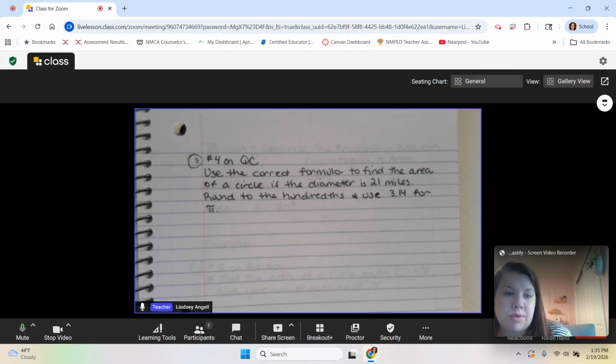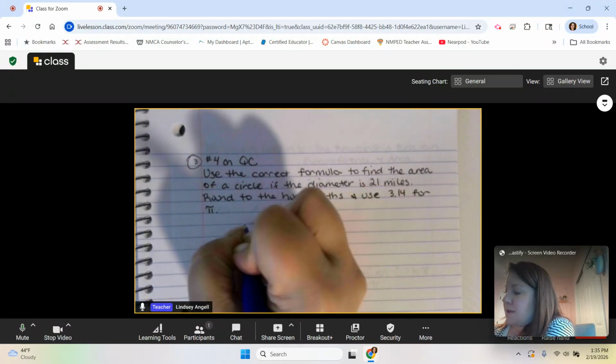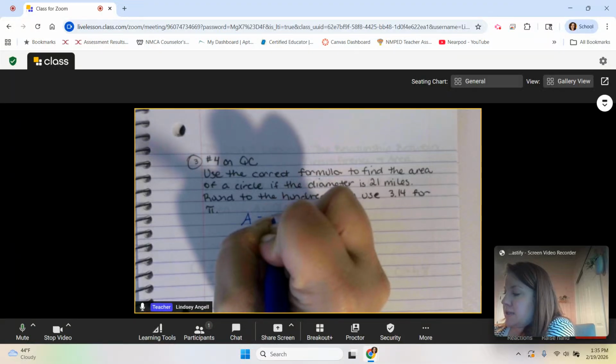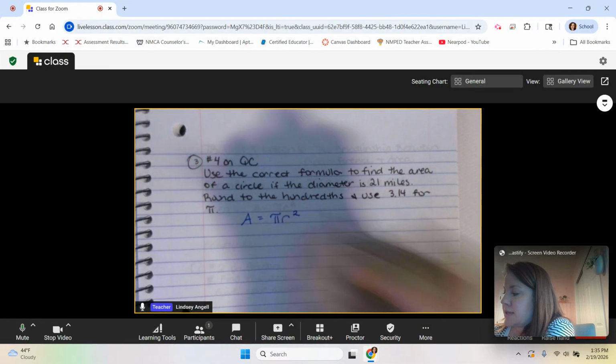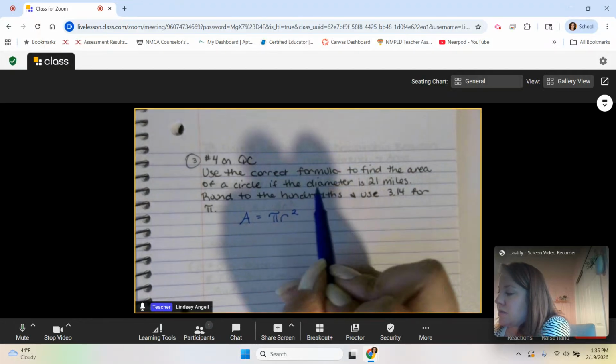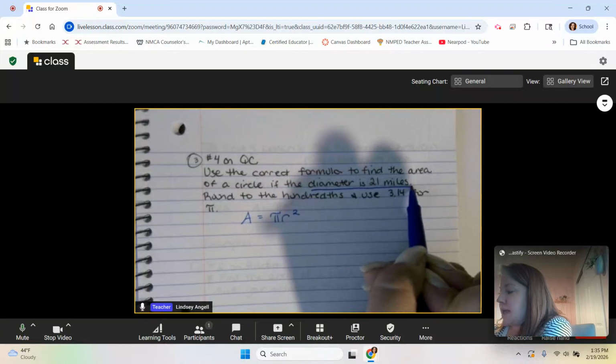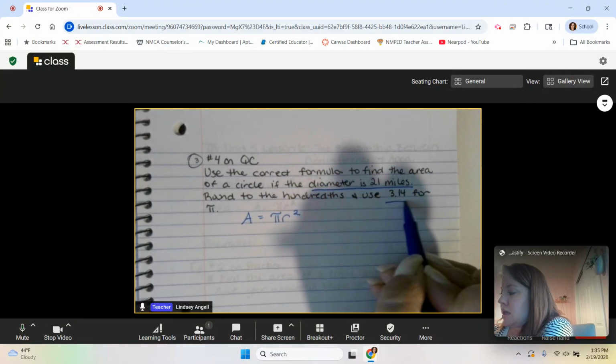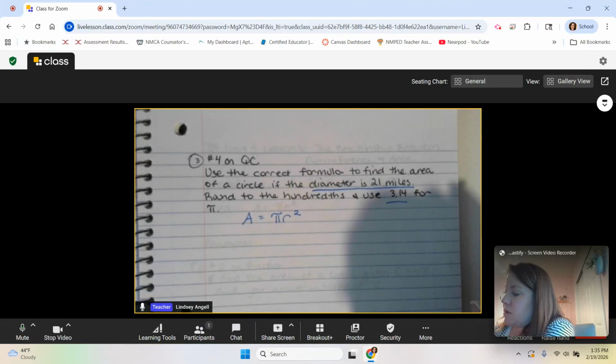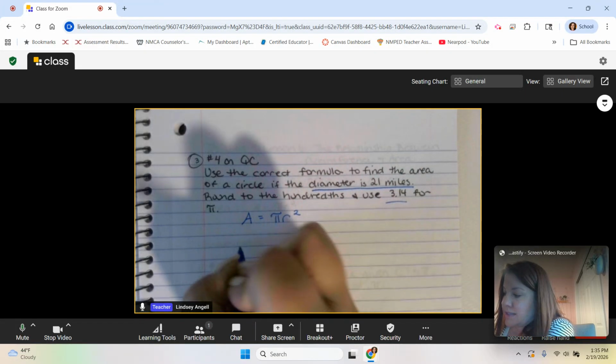With this one, number 3, this is number 4 on your quick check. Use the correct formula to find the area of a circle if the diameter is 21 miles. Round to the hundredths and use 3.14 for pi. So from the beginning of our lesson, we talked about the area is equal to pi times the radius squared. So the information that I'm given in the problem, though, is that the diameter is 21 miles, and I need to use 3.14. So I'm looking for the area, so that's my variable.